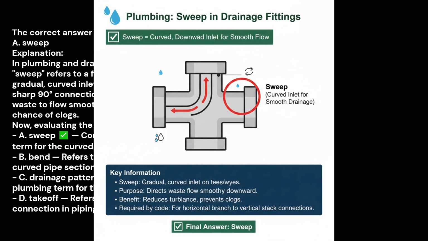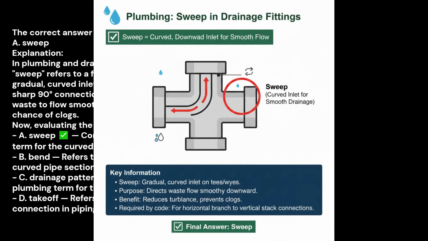Specifically, a sanitary T or sweep T has a curved, swept branch that enters the straight run at a gentle angle, typically 45 degrees or with a long radius curve, directed downward in drainage applications. This downward curve is called a sweep because it sweeps waste into the vertical stack or horizontal drain without turbulence. Using a sweep is required by code when connecting horizontal drain lines to vertical stacks to maintain flow and prevent blockages.